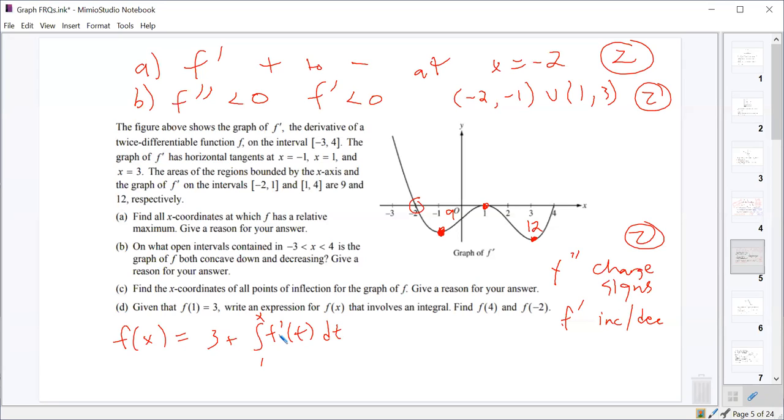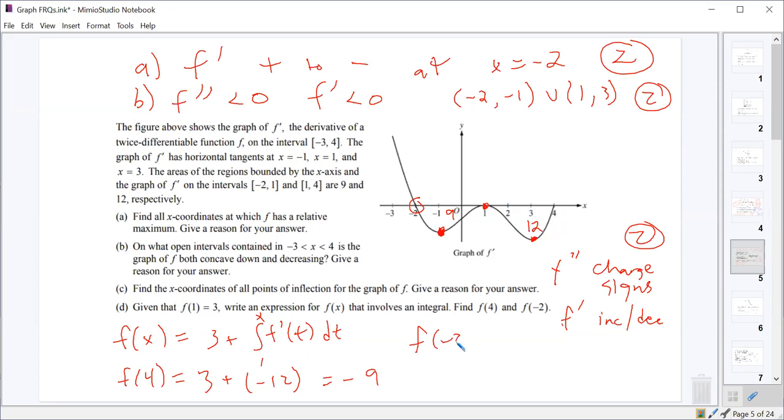And then to find f of 4, we just need to integrate from 1 to 4. Well, this area is 12. So we should get 3 plus, and then if we're going from 1 to 4, this is 12 here, but if it's below the x-axis, it should be a -12. And so that should give us -9.